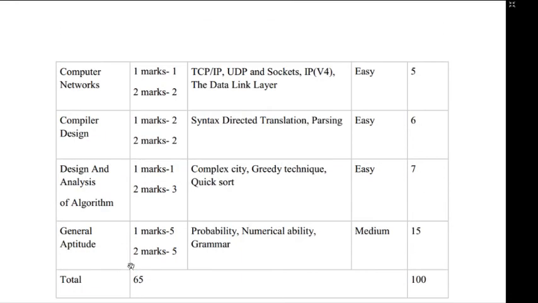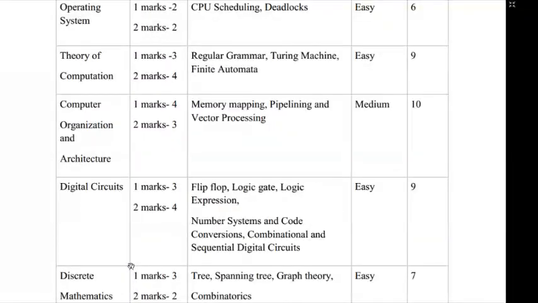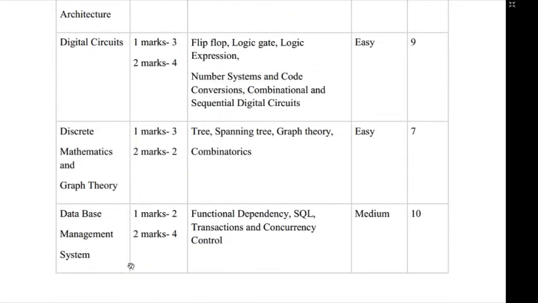And the discrete mathematics and graph theory, here 3 1-mark questions and 2 2-mark questions have been asked. Spanning tree, graph theory, and combinatorics are the topics from where the questions were asked. It is easy, and 7 total marks have been awarded from this topic.